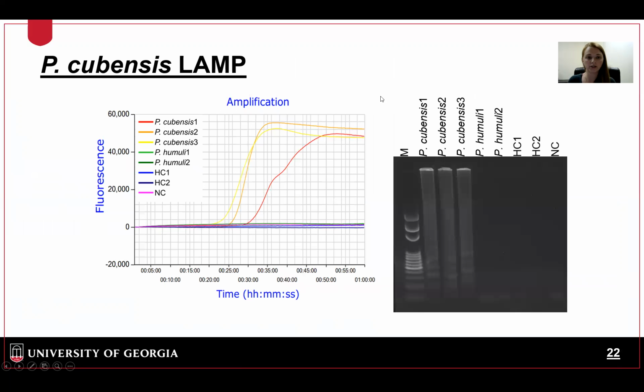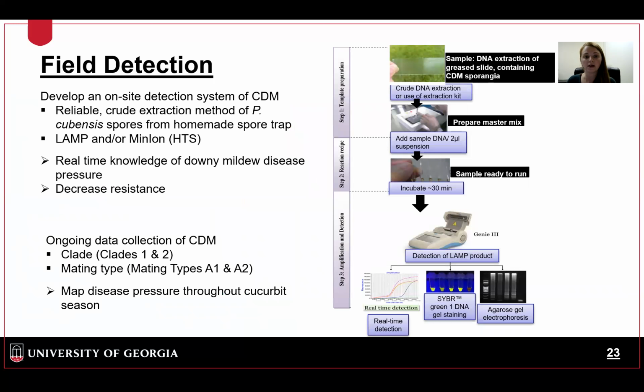We also would like to use our developed LAMP assay that is specific for P. cubensis. You can see here how it will detect only P. cubensis and not its closely related species, Pseudoperonospora humuli. This sensitive technique is very helpful in that we hope one day we can bring it into the field. So LAMP can be applied in the field. You can do a crude extraction. Theoretically, we can do a crude extraction from that homemade spore trap and have real-time knowledge of downy mildew disease pressure. This will influence when fungicides are sprayed.